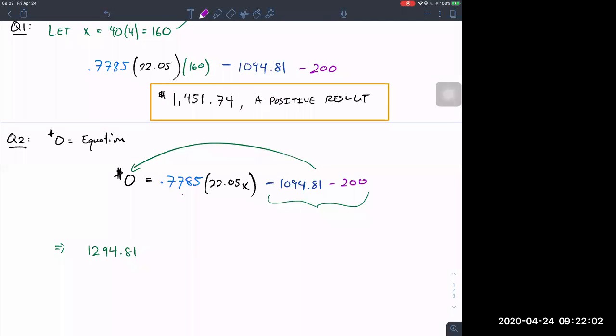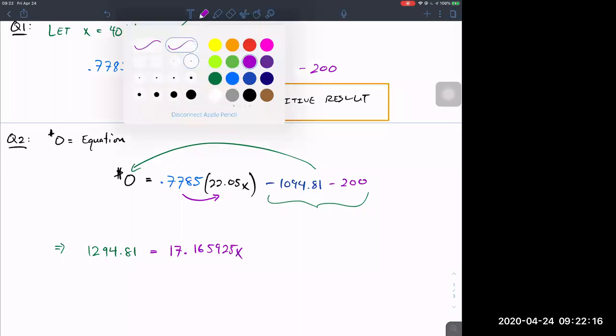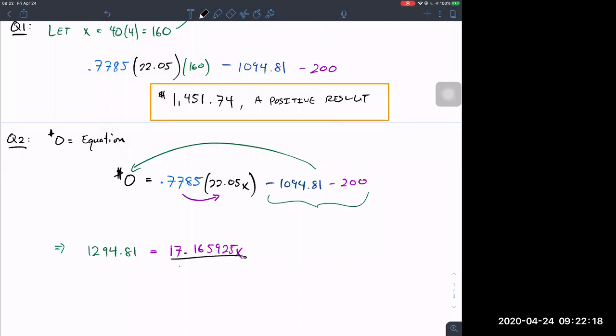Next, I distributed, or AKA multiply these two. This gives you a result of 17.165925x. And of course, you divide both sides by that same number.